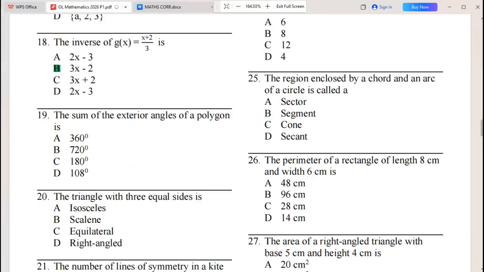Question 19. The sum of the exterior angles of a polygon is, the answer is A, 360 degrees.